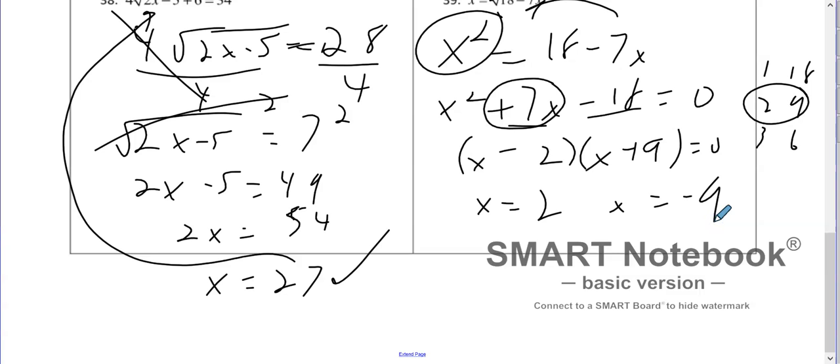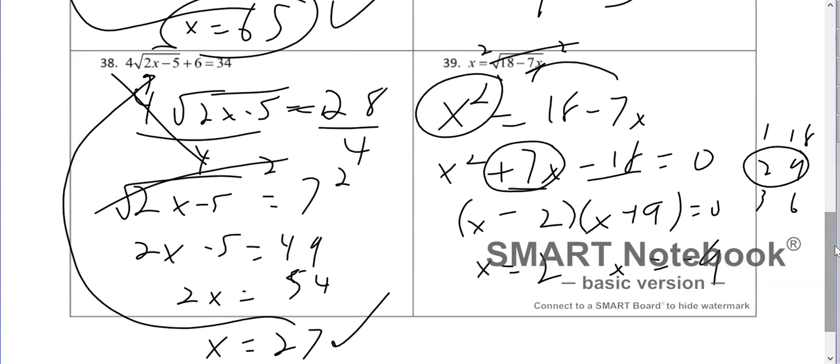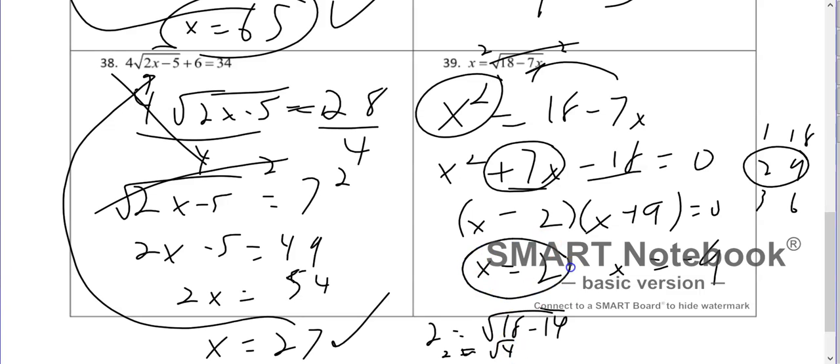So I plug 2 in up top. 2 squared is 4. 18. Sorry, I didn't look all the way up at the problem. I gotta look at the original problem. So, plug it in the original problem. Plug in 2. I get 2 equals the square root of 18 minus 7 times 2, which is 14. Well, that's 2 equals the square root of 4, which is 2. So 2 is a good answer. X equals 2.